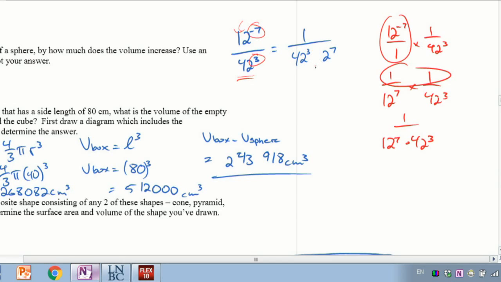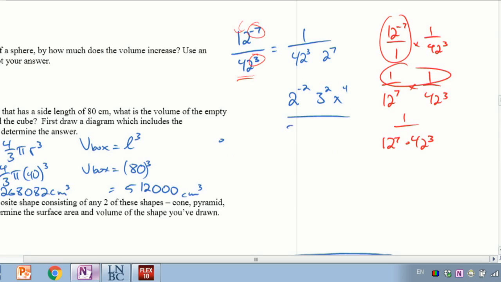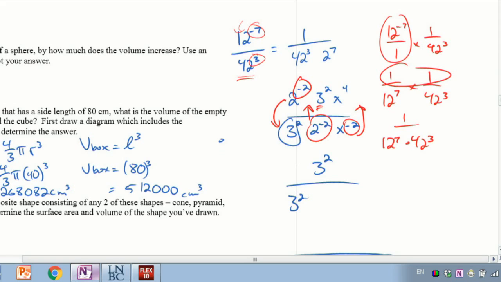It stays the same. Another way to think of it, if I had like 2 to the negative 2, 3 to the power of 2, x to the power of 4, over, I don't know, 3 to the power of 2, 2 to the power of negative 2, x to the negative 2. So which ones am I moving? Well, this has a negative exponent, so I'm going to move it to the bottom. And this had a negative exponent, so this whole thing is going to move to the top. And this had a negative exponent, so it's all going to go to the top as well. So this 3 squared is going to stay on the top. And my 3 squared down here is going to stay on the bottom, where it was.